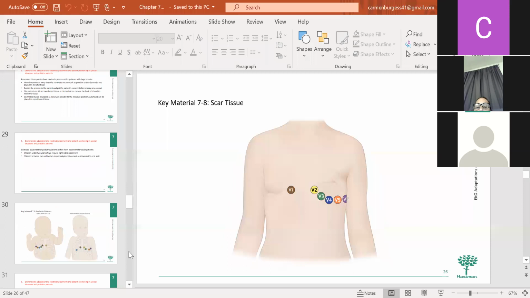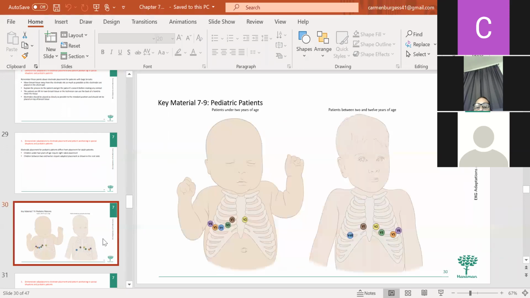Scar tissue, how about babies? Everybody go with the babies. And what's different? Now, is B1 and B2 flagged on this baby? They're going to be the same. What if the baby has dextrocardia? Opposite. Right. You're going to flip them.